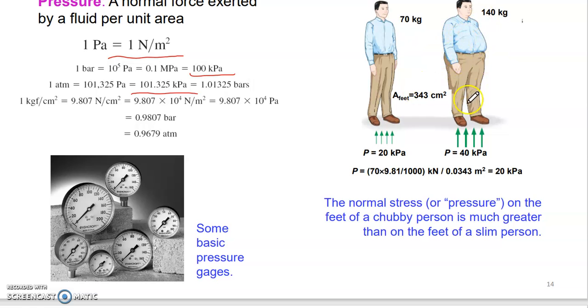Okay, in the picture on the right, we can also compare pressure for a big man and a thin man. These men have different mass. For this one, we calculate using the formula P equals weight over area. So which one has higher pressure? Of course, the bigger man. The pressure is 40 kilopascals compared to the thin man's only 20 kilopascals.